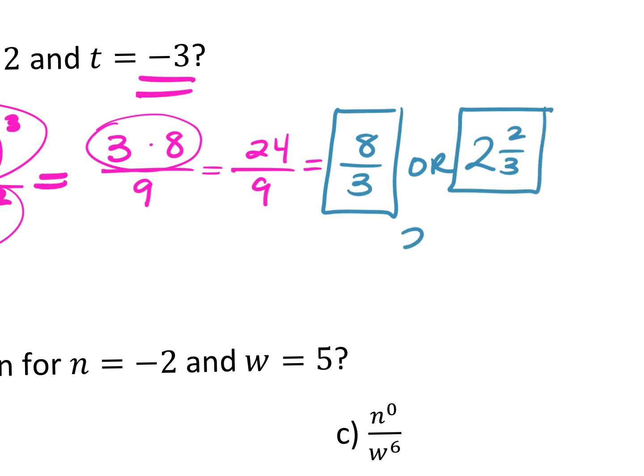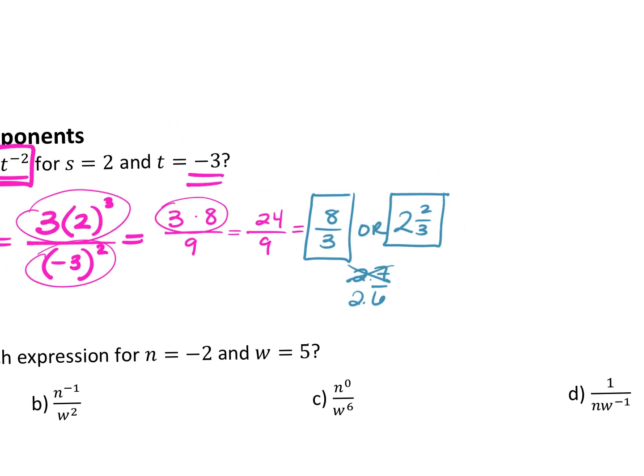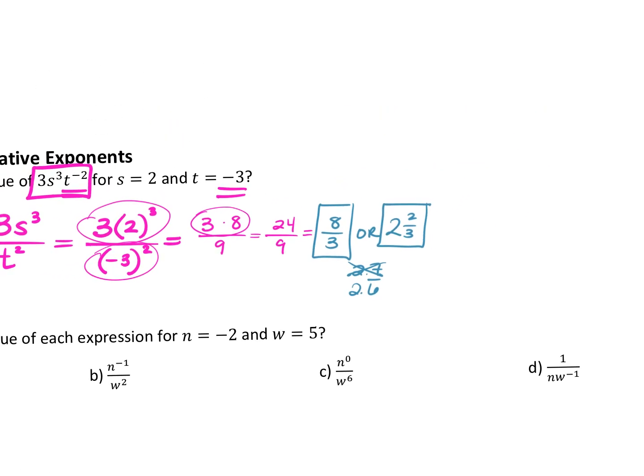I don't want 2.7. Okay, it would be 2.6 repeating. I could be convinced of 2.6 repeating because that is technically an exact answer. I don't want this. Okay, not 2.7. Don't round it. There's no need to round your answer. I want the exact answer. Any questions on that?